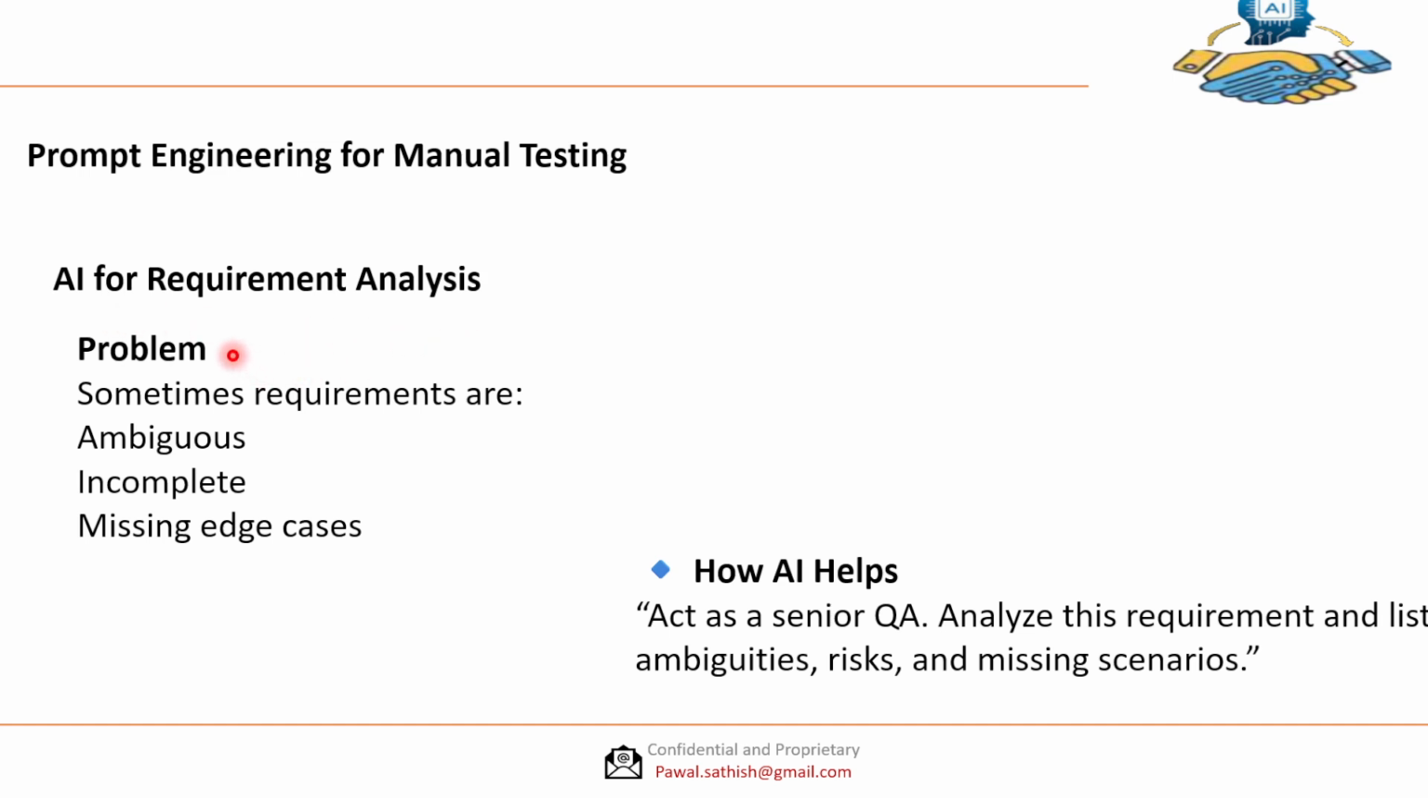When we get a user story, sometimes the requirements are not clear, or they may be ambiguous, incomplete, or missing edge cases. So if we get the user story, we'll give a prompt to AI like: act as a senior QA, analyze this requirement, and list down ambiguous or risky or missing scenarios. We'll see all these details.